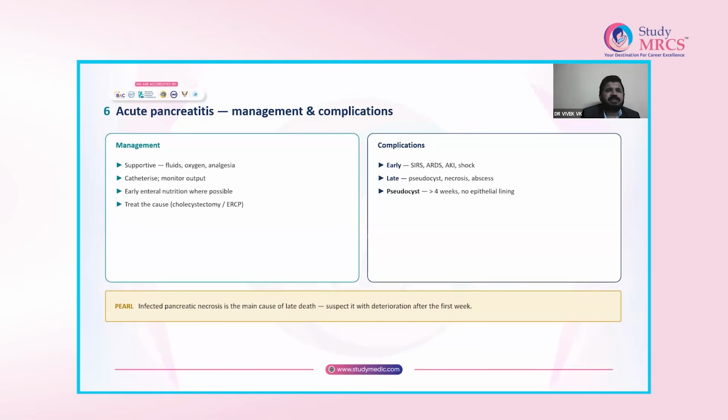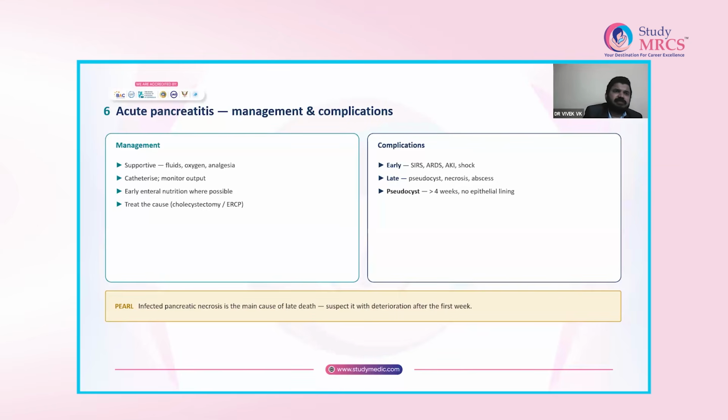You have to consider the nutritional aspect. You can give either enteral or parenteral nutrition. The enteral nutrition is preferred. Better to give nasojejunal feeding or nasoduodenal feeding, because the pancreas will become edematous. It can compress the gastric outlet. And obviously you have to treat the cause.